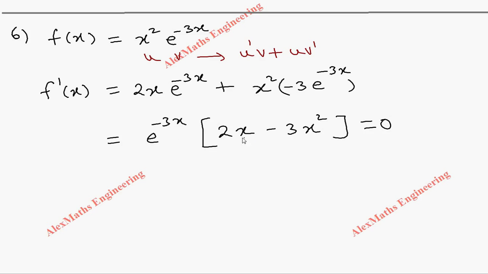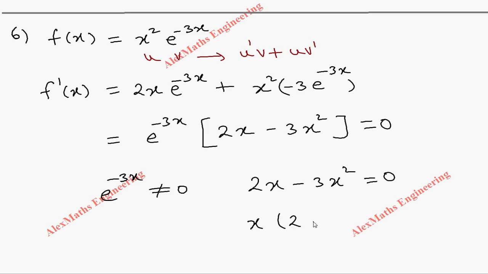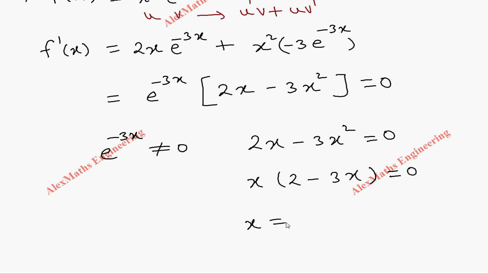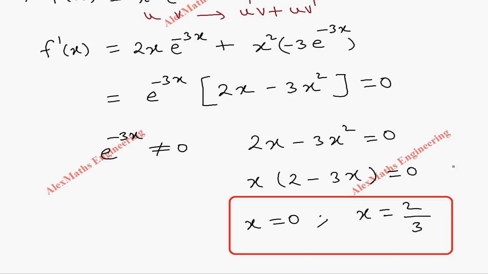And these two products are equal to 0, and we cannot take the first as 0 because e power minus 3x cannot be 0, only this can be 0. And here we can take x common. After taking x common, we are left with 2 minus 3x equal to 0. By taking each separately equal to 0, we get x is equal to 0 and x is equal to 2 by 3. So we have two critical values, 0 and 2 by 3.